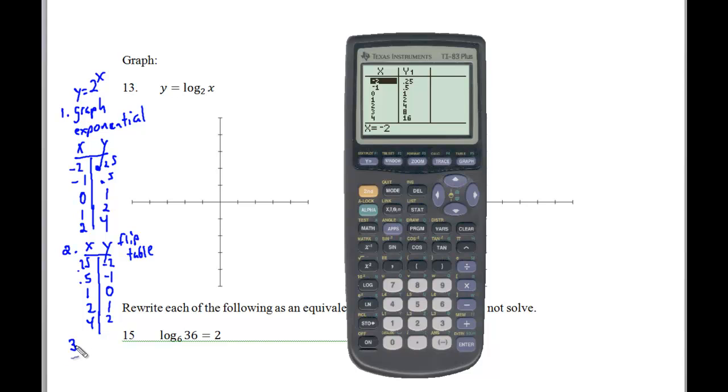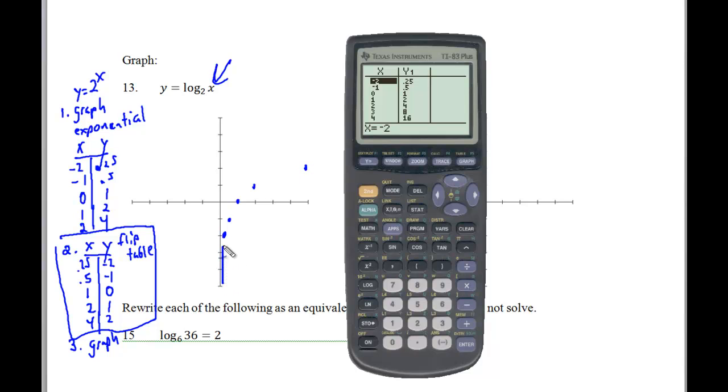Then step 3 is to graph. And only graph this second table, because that's your logarithm. Now, if you do graph your exponential, you will see how they're inverses of each other, but it's not necessary. They're only asking you to graph the log. So let's graph the log. So it's this table 2 right here. So x is 0.25, y is negative 2. X is 0.5, y is negative 1. X is 1, y is 0. X is 2, y is 1. X is 4, y is 2.